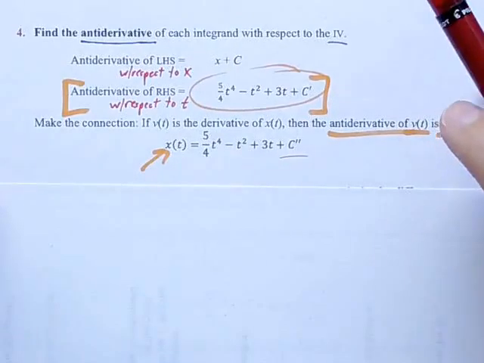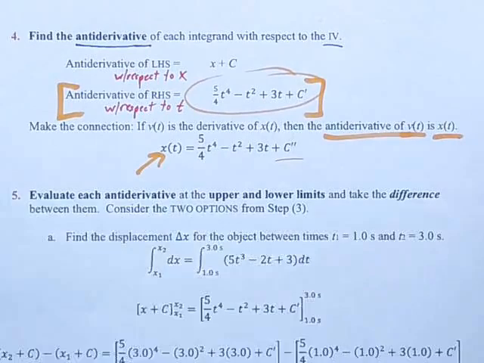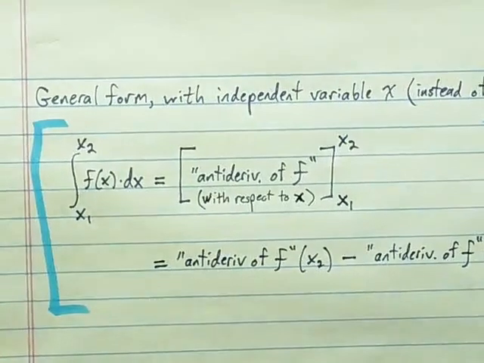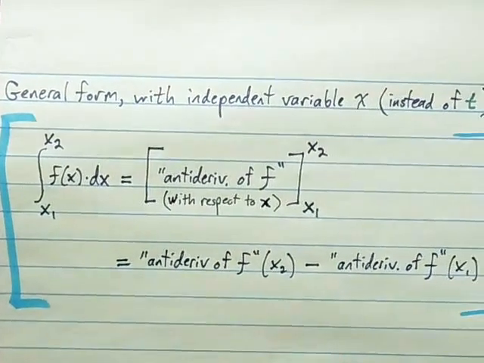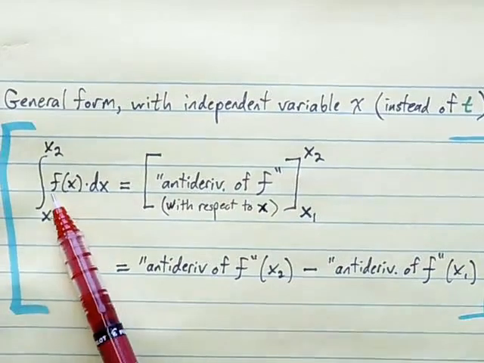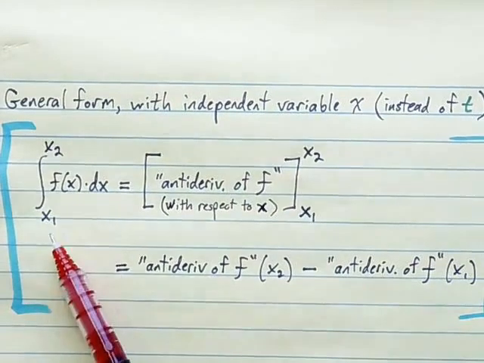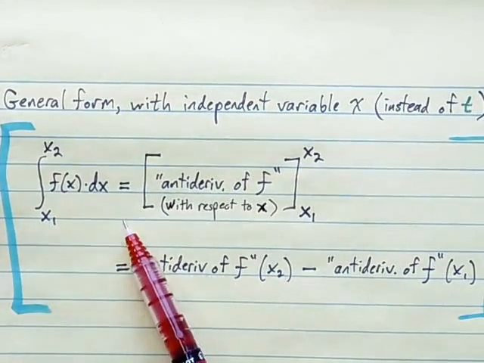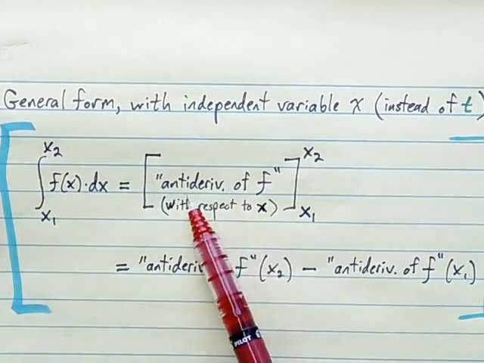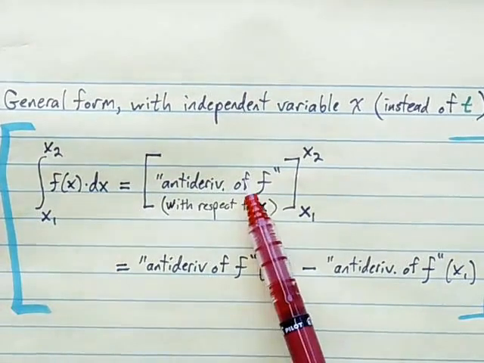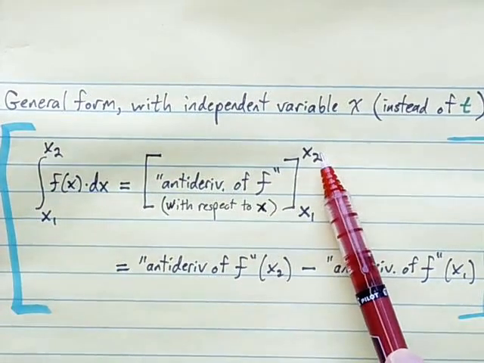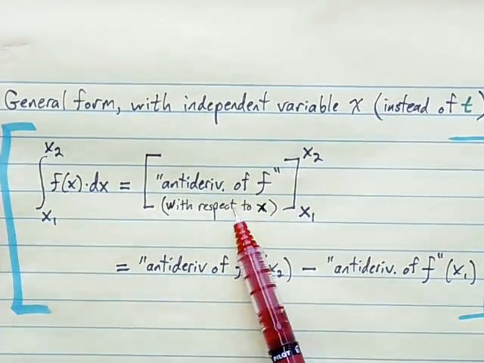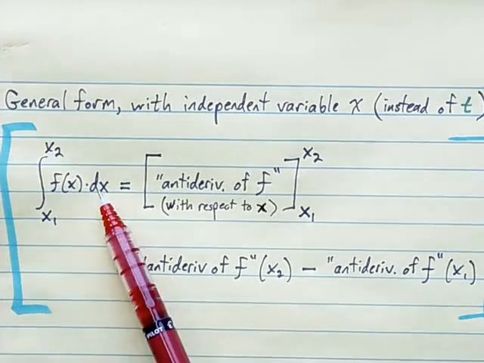Got our antiderivatives. And it's time to apply the second fundamental theorem of calculus, which we had written down like this. If we have some function f of x integrated from x1 to x2, then the result of that is the antiderivative of that function evaluated at the final value of our independent variable x2 minus the antiderivative of that function evaluated at the initial value of our independent variable x1.